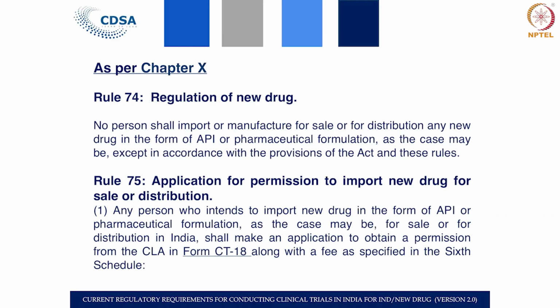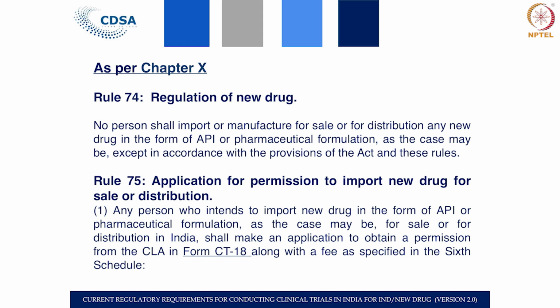Starting with rule 75, which is the application for permission to import the new drug, such an application should be made in CT form 18. If you go back to the New Drug and Clinical Trial Rules and open form CT 18, you will see the various requirements are mentioned, and it is very simple. The documents to be filled up are prescribed as per the second schedule.